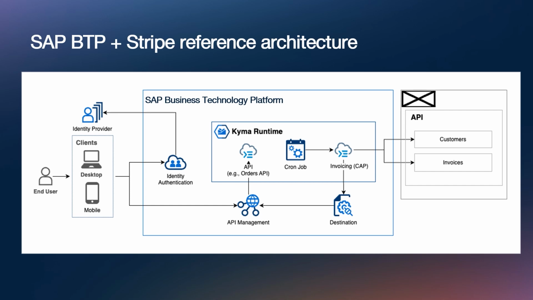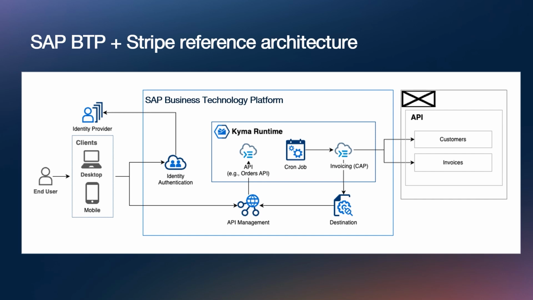That's when overall this particular solution's auto reconciliation is completed or concluded. What you see on the screen here is SAP Business Technology Platform and Stripe's recommended/guided architecture for these kind of solutions. You have an end user interacting on the left-hand side with their desktop or the mobile applications.